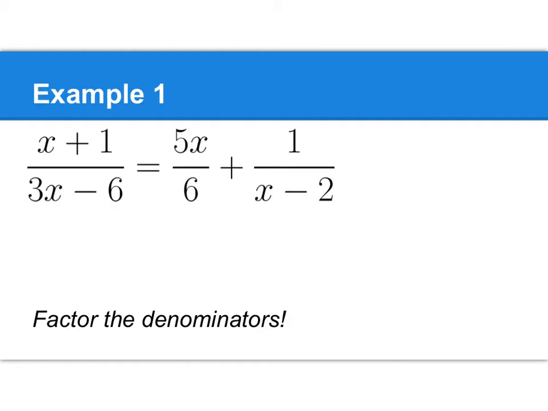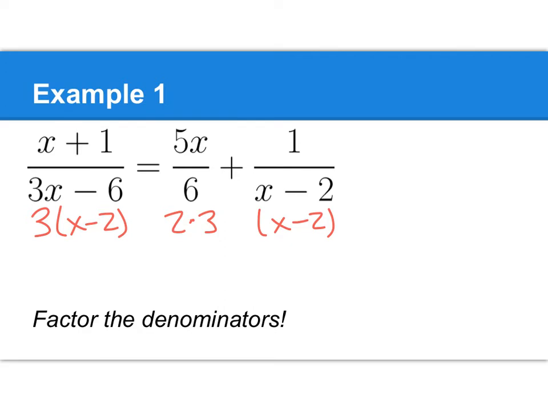Our first example, x plus 1 over 3x minus 6 is equal to 5x over 6 plus 1 over x minus 2. It's the red equation that you saw a moment ago. Let's start by factoring the denominators. 3x minus 6 is 3 times the quantity x minus 2. 6 is 2 times 3, and yes, that will be important to us. And there's no factoring to be done in the final denominator, it's x minus 2.